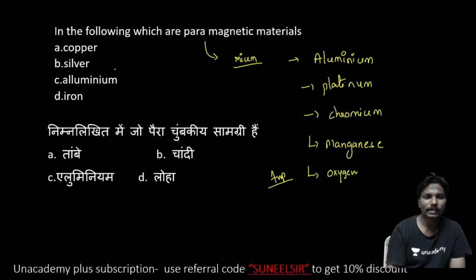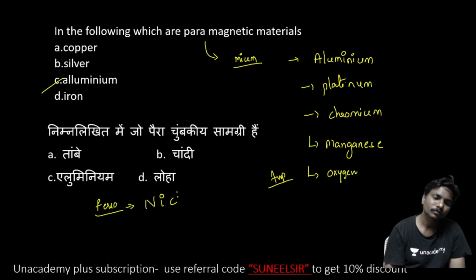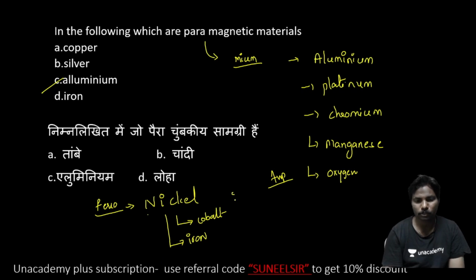So paramagnetic, here you can say aluminium. And it is very easy to remember the ferro also. For ferromagnetic material, just remember nickel. N for nickel, I for iron, C for cobalt. Nickel, iron, cobalt belong to ferro. And their alloys, meaning steel and alnico, belong to ferromagnets.